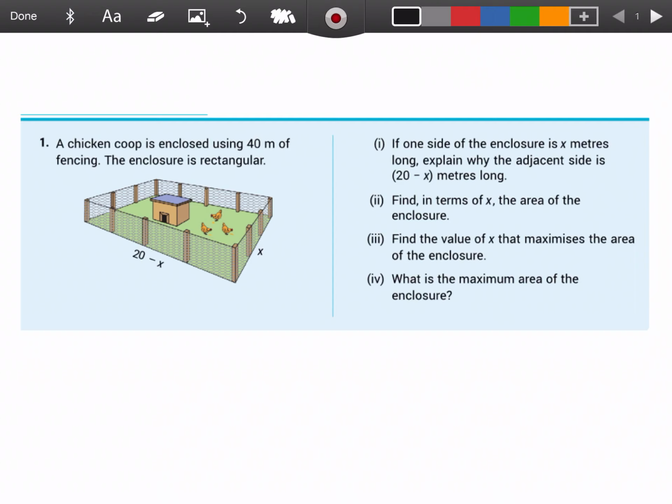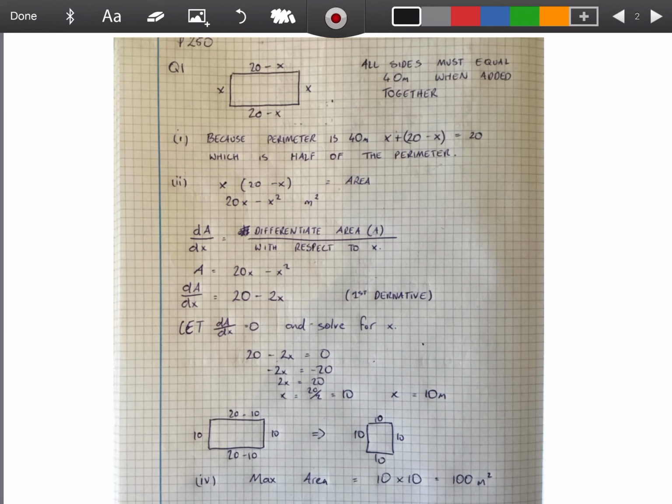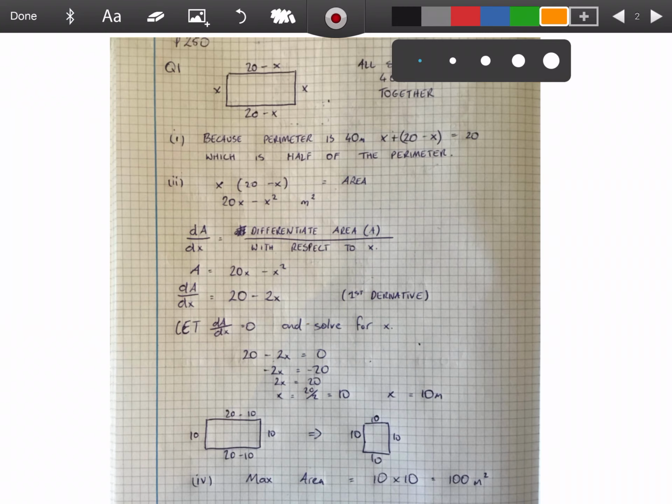So there's a bit in this, and it's nothing really to do with the differentiation or anything that we've been doing, but we should be able to just figure out what's going on. So I have my corrections here, and just to show you, hopefully, I've redrawn the diagram here. So we got x on either side as the width, and you got 20 minus x as the length. And as I said, it told me in the question that all sides, or the perimeter, is 40 meters. So all sides added together gives us that 40 meters.